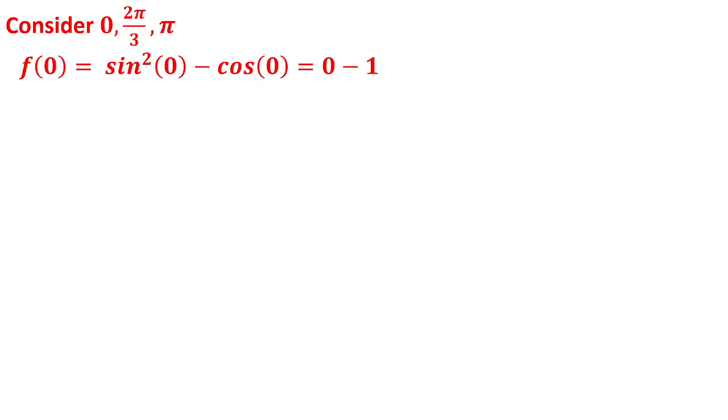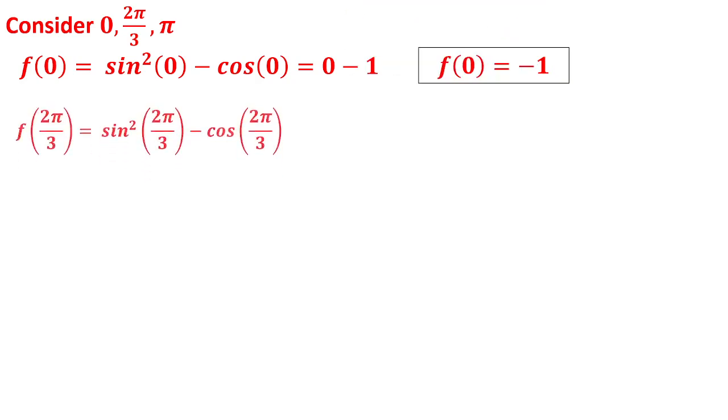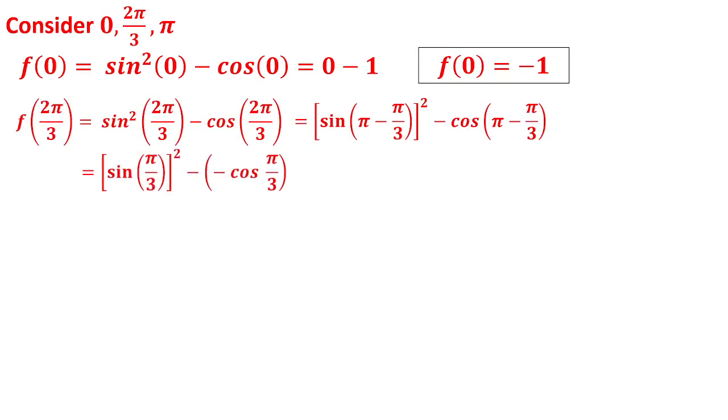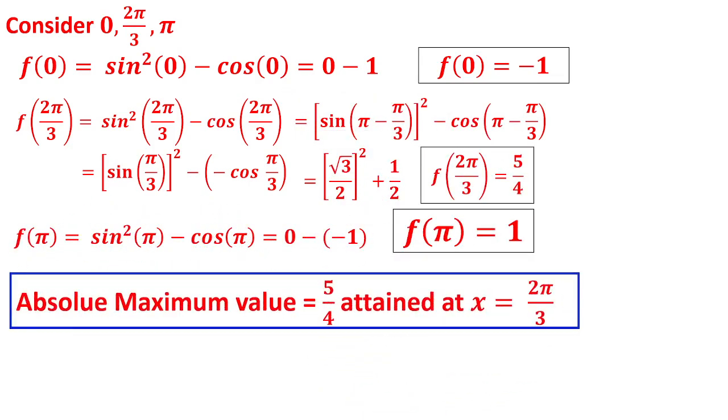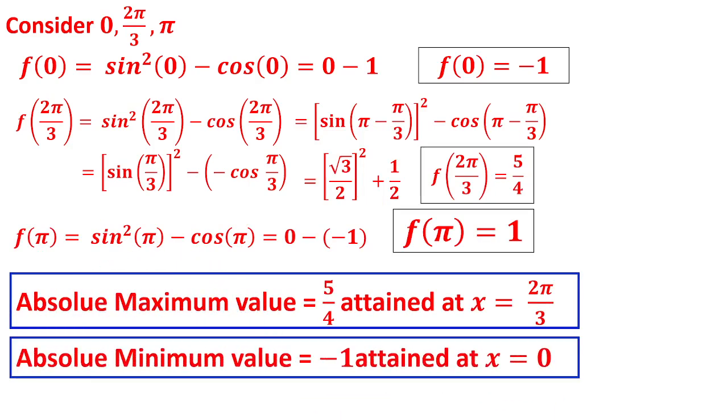Therefore, in f of x, the values we are finding: f of 0 is minus 1. F of 2 pi by 3 we are finding, it is 5 by 4. F of pi we are finding, it is 1. Therefore, absolute maximum value is 5 by 4 and absolute minimum value is minus 1.